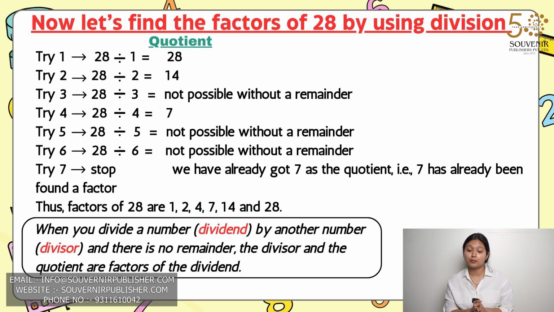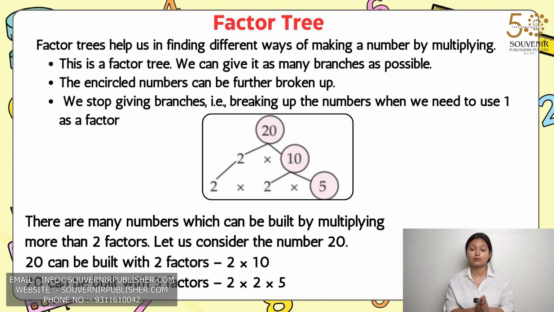When you divide a number by another number and there is no remainder, the divisor and the quotient are factors of the dividend. Students, now let us discuss factor trees. Factor trees help us in finding different ways of making a number by multiplying. This is a factor tree. We can give it as many branches as possible. The encircled number can be further broken up. We stop giving branches, that is, breaking up the number, when we need to use 1 as a factor.